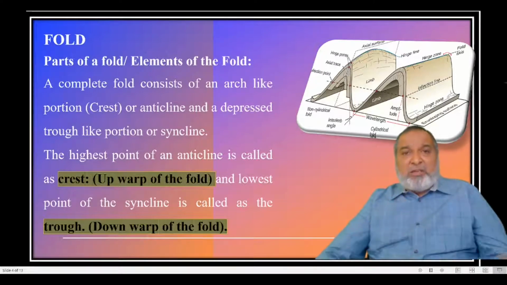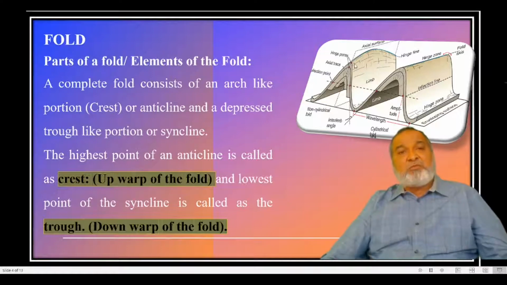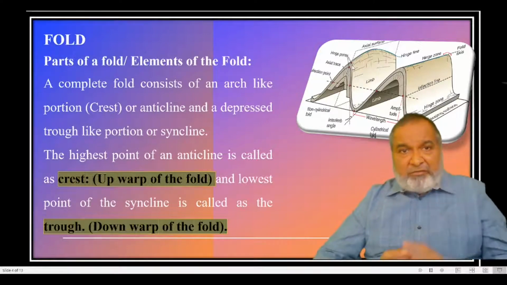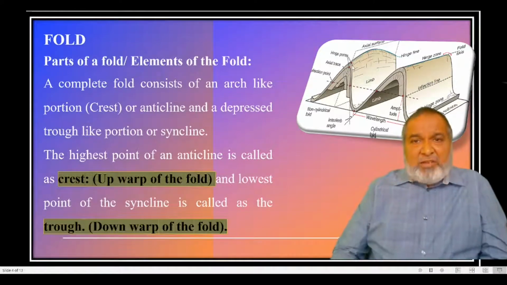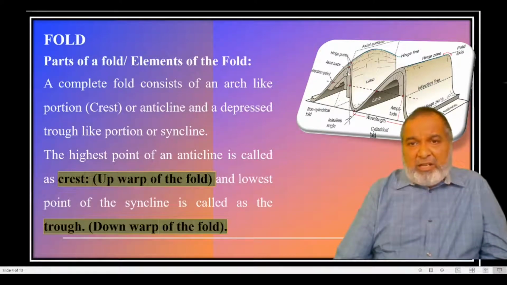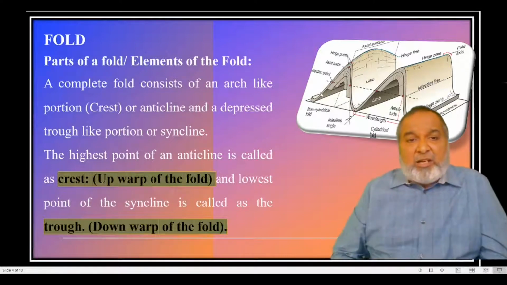Here we have shown the upward arching and the downward arching. From crest to crest, if you measure, this is the wavelength, and this is the height of the fold. From the center point, if you measure up to the highest point, this is the height, as we have already seen in the earlier part. Now here this part is the anticline, and this part is the syncline, upward arching and downward arching.